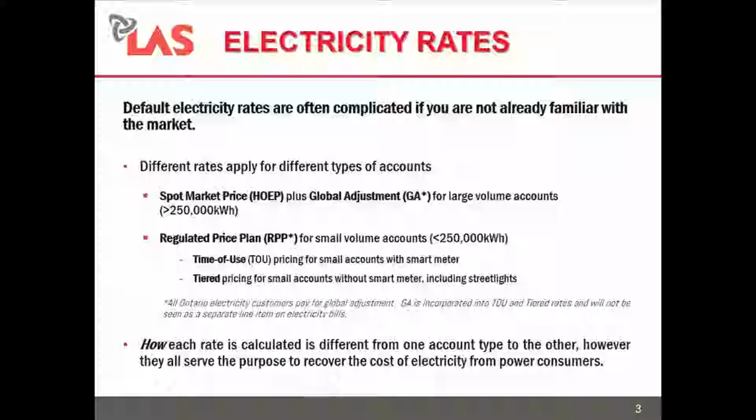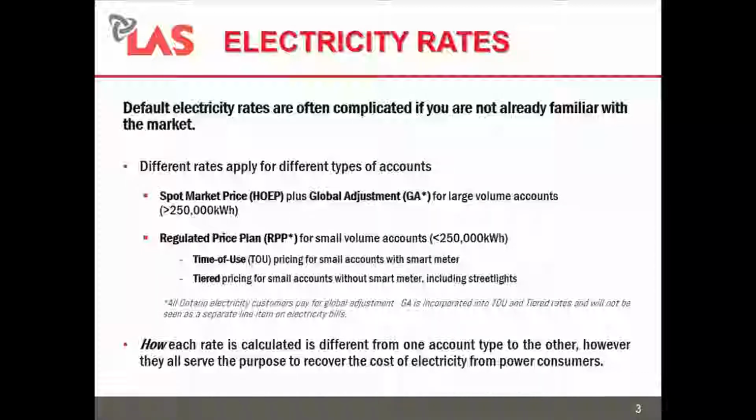This rate applies to large volume accounts that use 250,000 kilowatt hours a year, which, generally speaking, are mid-size or large business and industrial customers. For businesses that use less than 250,000 a year, the regulated price plan applies. So any residential or small business with volume less than this threshold will have this RPP rate. Under the RPP rate, there's the time of use rate.